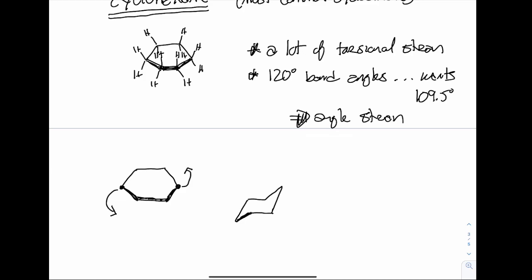It's standard to not wedge these. If something's in a chair conformation, it's understood that those are coming out at us. So I'm still keeping it in and out as my plane. Like I said, you don't have to wedge those. It's just kind of understood. Let me try to make that better. Kind of like draw an axis down the middle, and then it comes out below, right? It's coming in and out at us. So this is called a chair conformation.